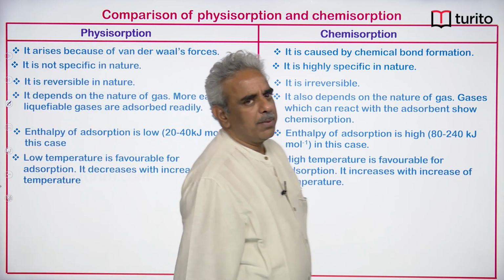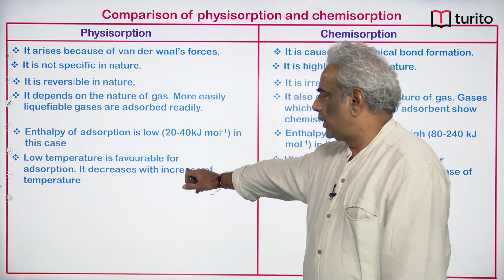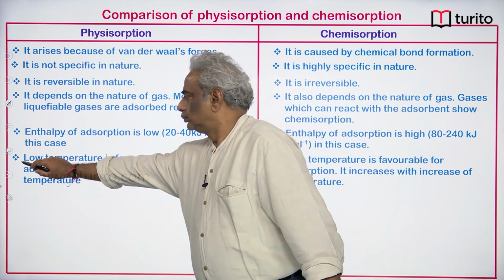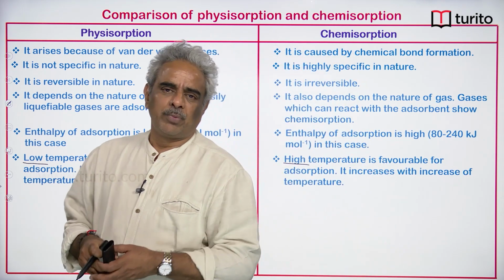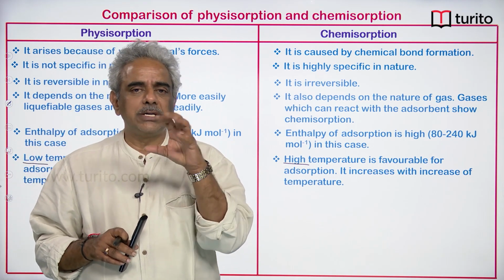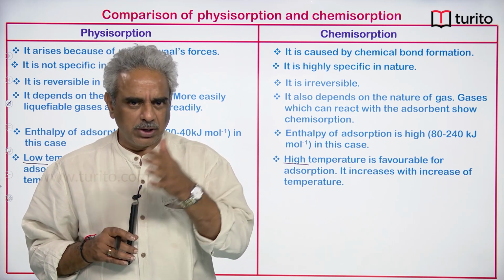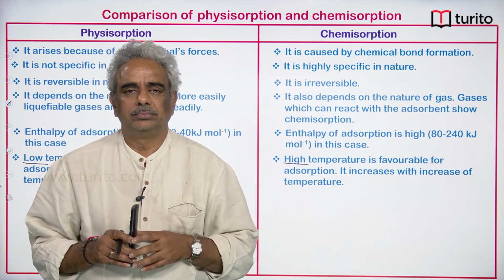See, this is a very beautiful point. Physical adsorption is favored by low temperature, chemical adsorption is favored by high temperature. What do you mean by favorability? What do you mean by favoring? Delta G should be negative. If something is to happen spontaneously, delta G must be negative.